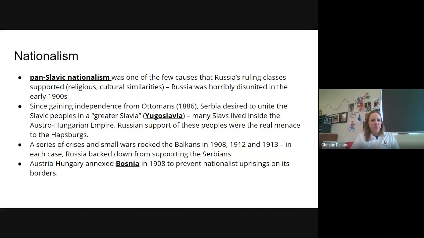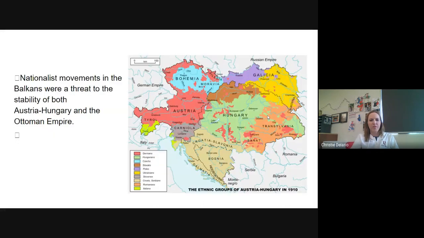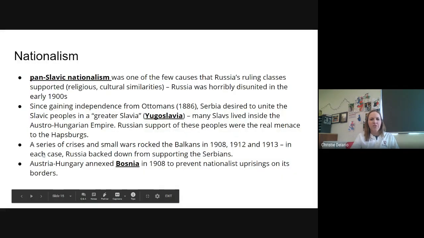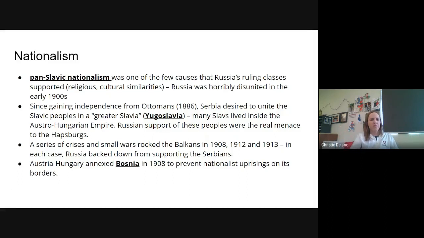Since gaining independence from the Ottomans in 1886, Serbia had a desire to unite the Slavic peoples in a greater Slavic republic. Where's the map? So here is Serbia. This is Austria-Hungary. So Serbia borders Austria-Hungary, and there's a lot of Slavic people, especially in Bosnia and other southern parts of Austria-Hungary, that they believed desired to live in a greater Yugoslavia. And Russia supported these ideas.